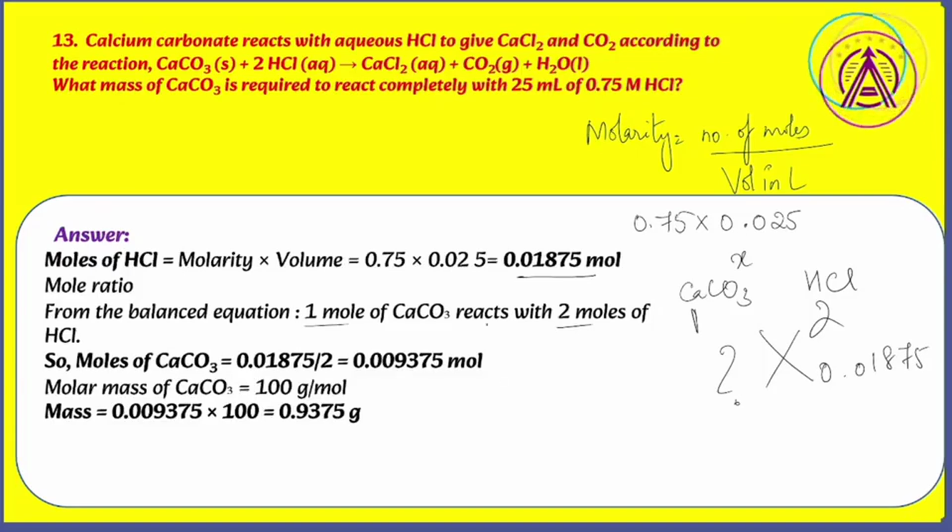That is 0.009375 moles. Molar mass of calcium carbonate we know is 100 grams per mole. We have already discussed this calculation in the previous slides. So if we multiply this number of moles by its molar mass, we end up getting the mass which is reacting with HCl.